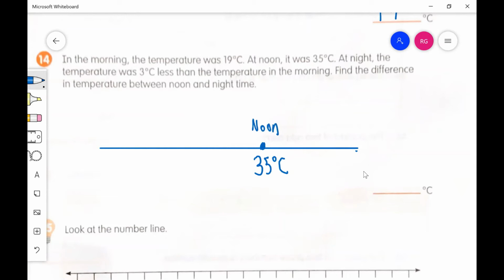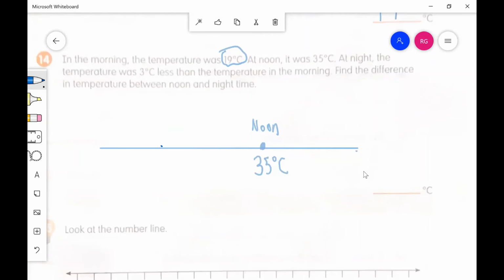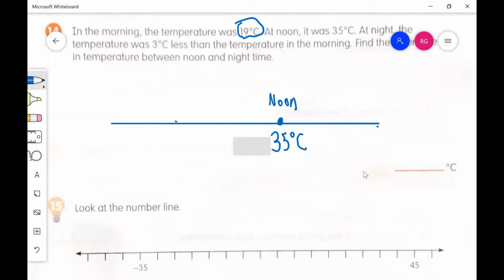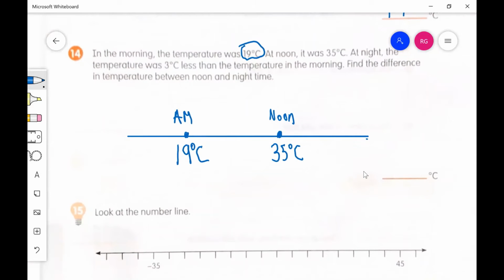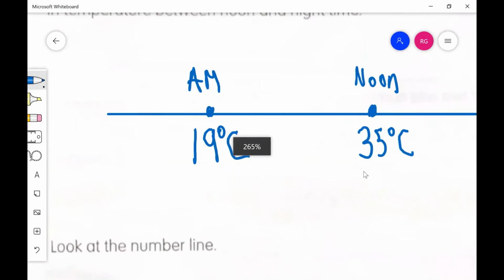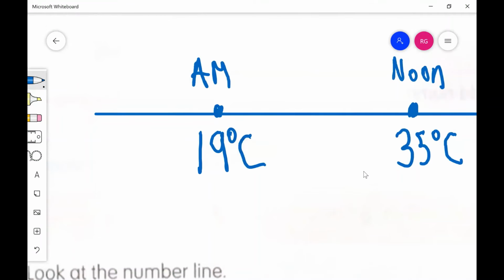All right. And then we know another temperature they gave us was 19 degrees Celsius. That's in the morning. So I'll plot this over here. Okay, so let me plot 19 degrees Celsius here. In the morning, I'll just say this is AM, keep it short. And it says at night, the temperature was 3 degrees less than the temperature in the morning. So what is the nighttime temperature? 3 degrees less than the morning.